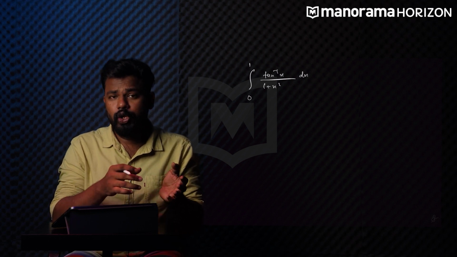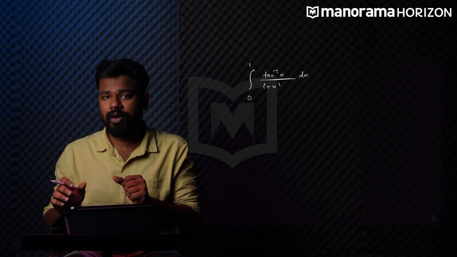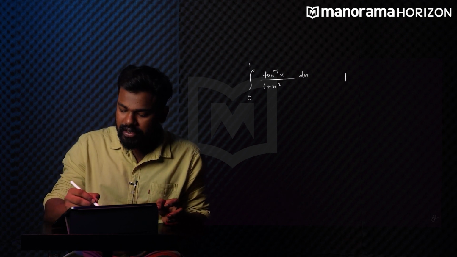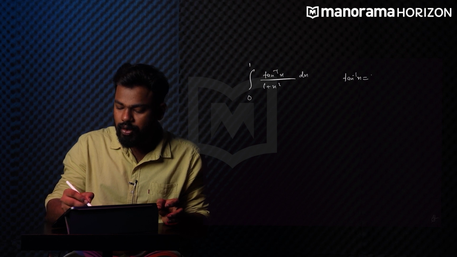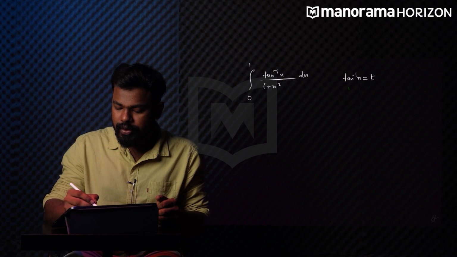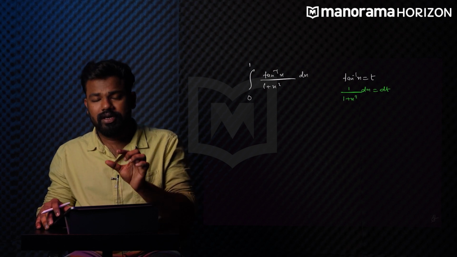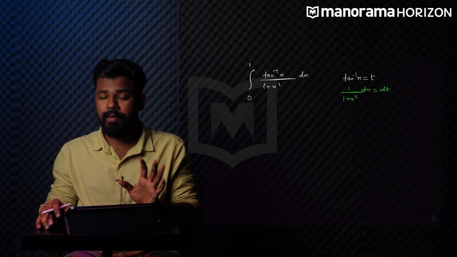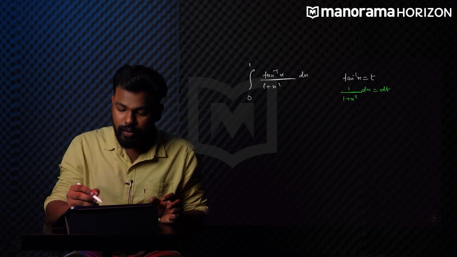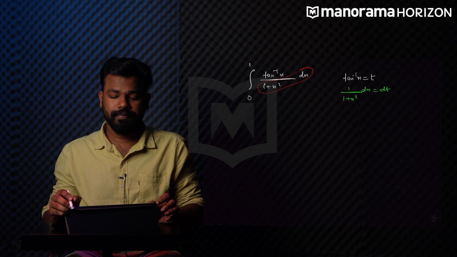Yes, because you know that the derivative of tan inverse x is nothing but 1 by 1 plus x square. So put that over here, that is, put tan inverse x is equal to t. So when you put tan inverse x is equal to t, what do you get? You get 1 by 1 plus x square dx is equal to dt.